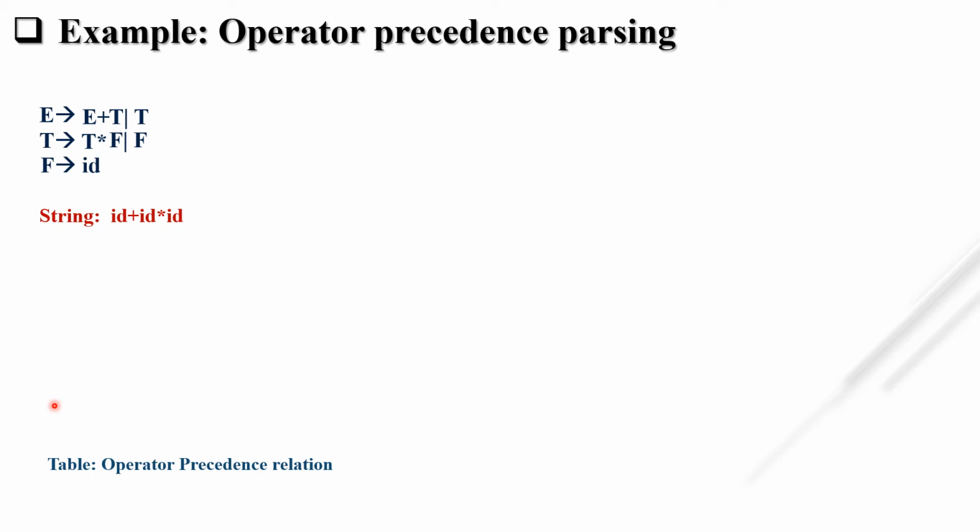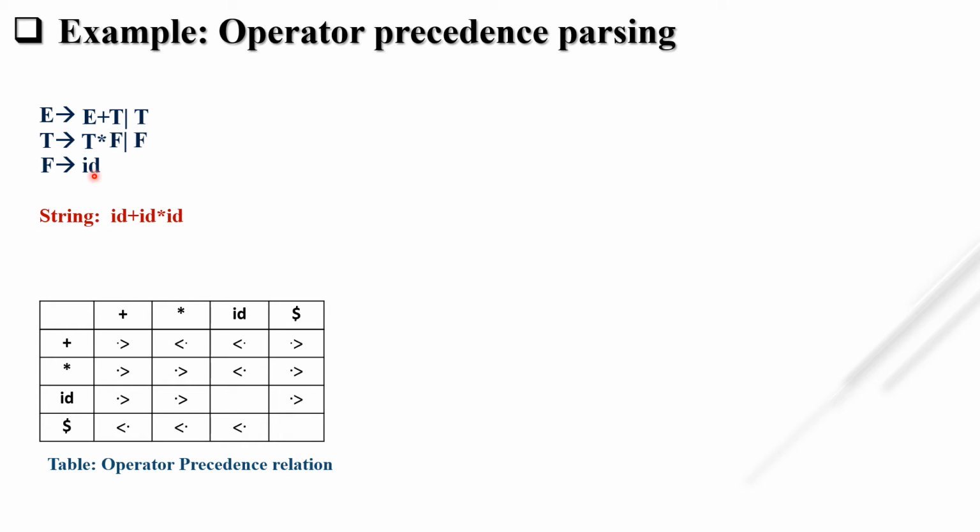The first step in the operator precedence table is to create the operator precedence relation for the operators in the grammar. How many operators are there? The operators and terminal symbols are plus, star, and our terminal symbol id, and we have to include the dollar symbol. So this is the table for the operator precedence.